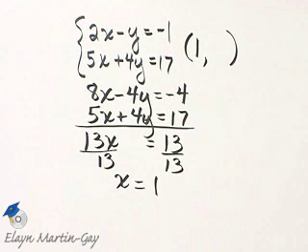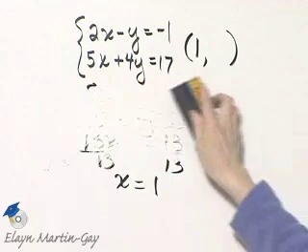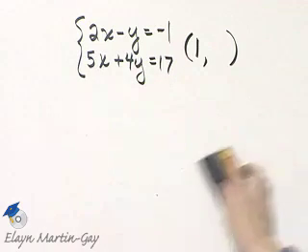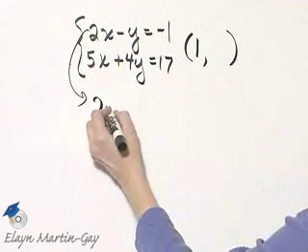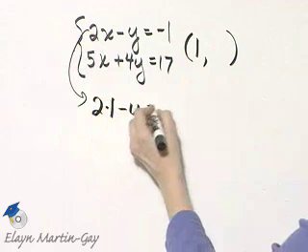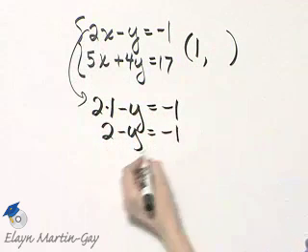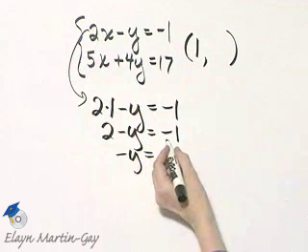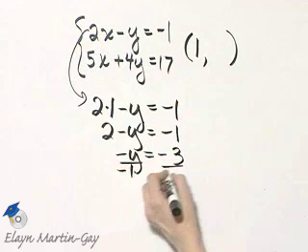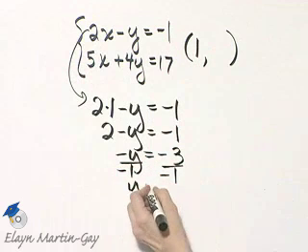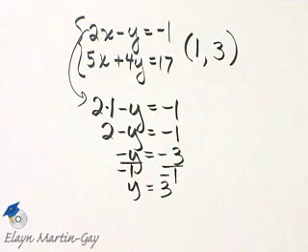How do I find the corresponding y value? I let x be 1 in any of the equations containing two variables here. I'll just choose an equation. I'll choose the first equation. Let x be 1. And we'll solve for y. So that's 2 minus y is negative 1, or negative y is negative 1 minus 2, or negative 3, and then I'll divide both sides by the coefficient of y, and I'll have y is 3. So the corresponding y value is 3.